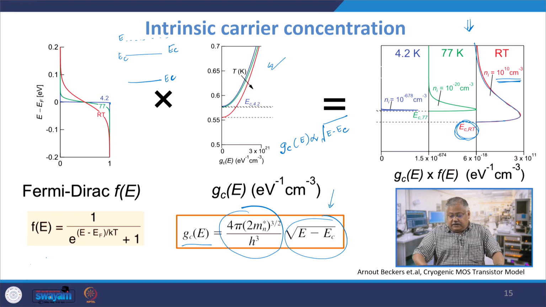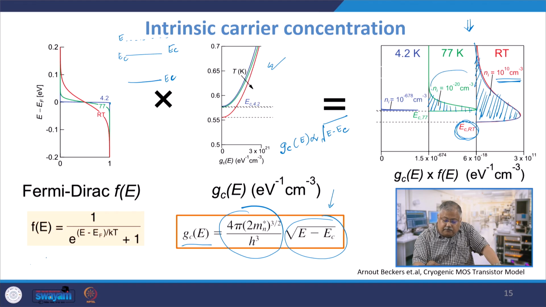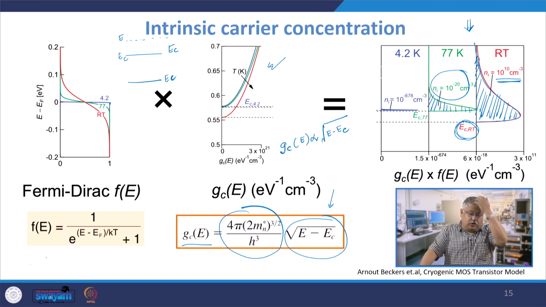So, how do you find out the carrier concentration? The area under this curve is basically my carrier concentration. So, if you look very carefully at 77 K, this area is very small, and therefore, N i is very small. It is, in fact, of the order of 10 to the power minus 20, whereas it was 10 to the power 10 in the case of room temperature.